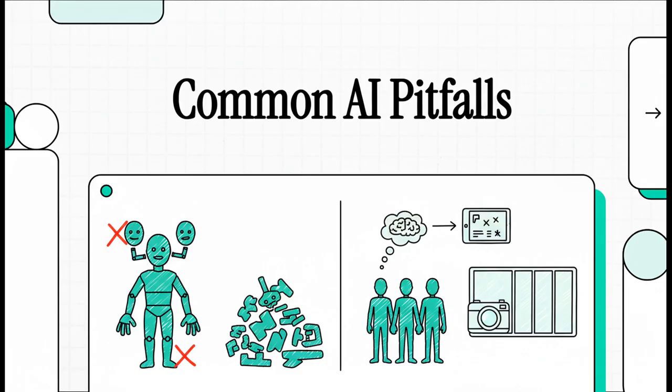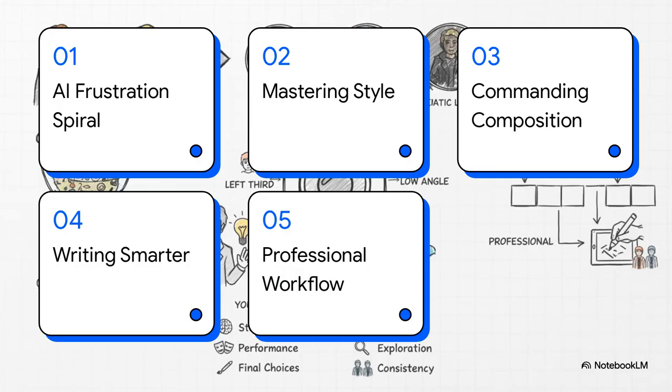We are breaking down the 5 most common and frankly maddening pitfalls when you're using AI for storyboards, and I'm going to give you the exact protocols to avoid them for good. All right, here's our game plan. First, we're going to tackle that frustration spiral. Then, we'll dive into mastering style and really locking down your composition. After that, we'll cover how to write smarter prompts, not harder ones, and we'll wrap it all up with a look at a professional's workflow. By the end, you're going to have a complete toolkit.